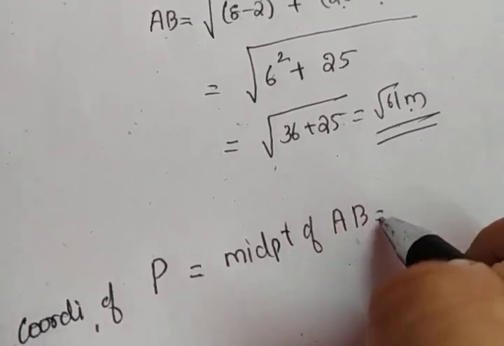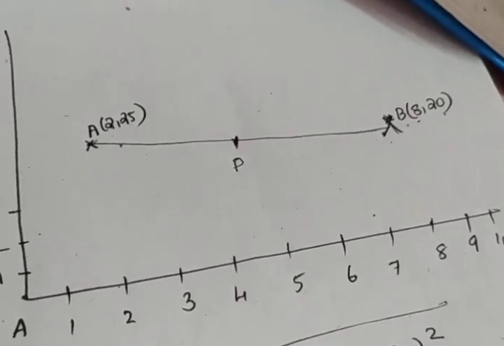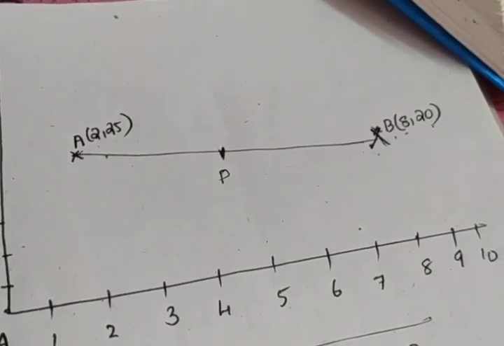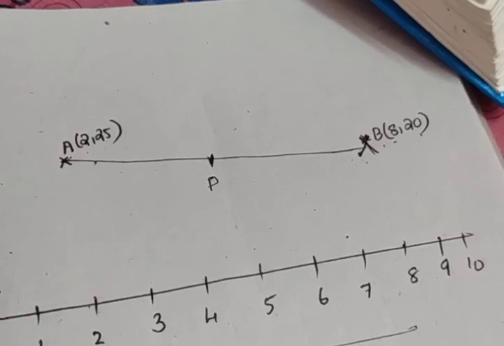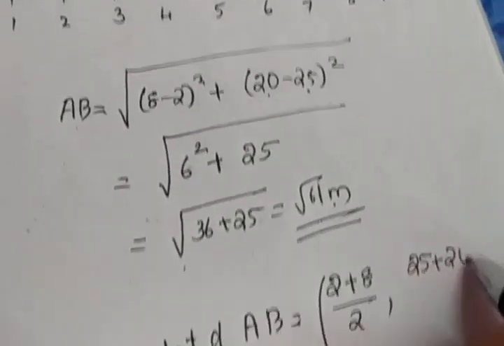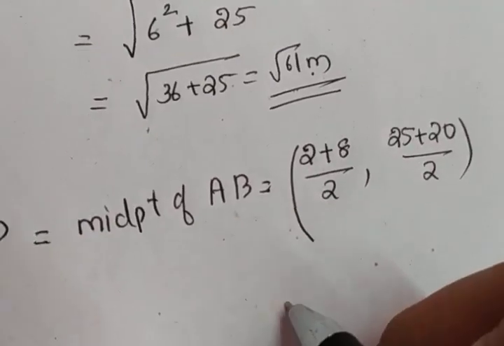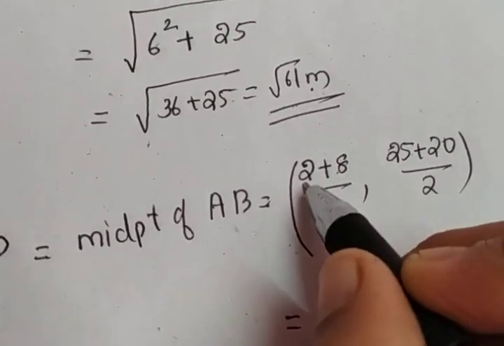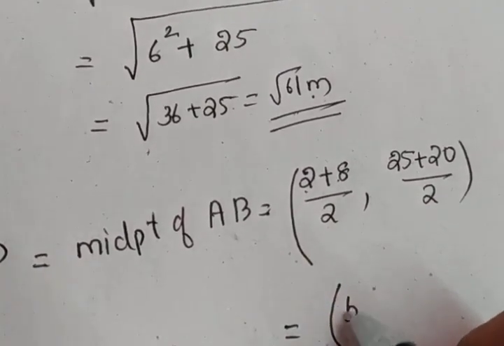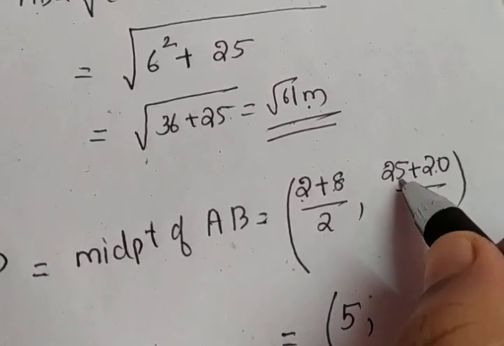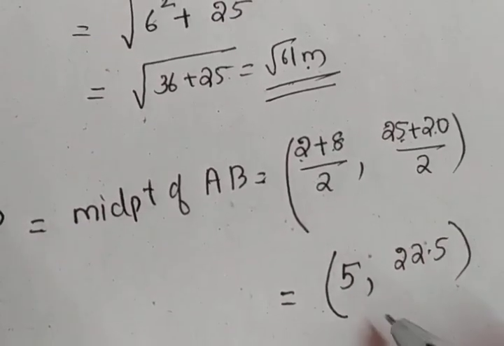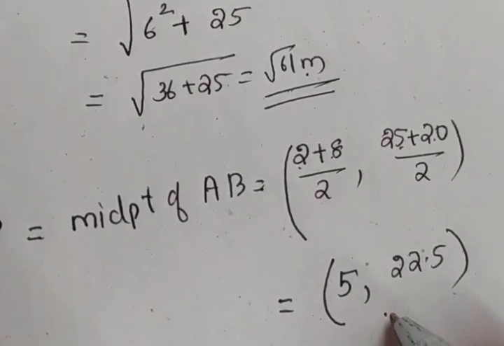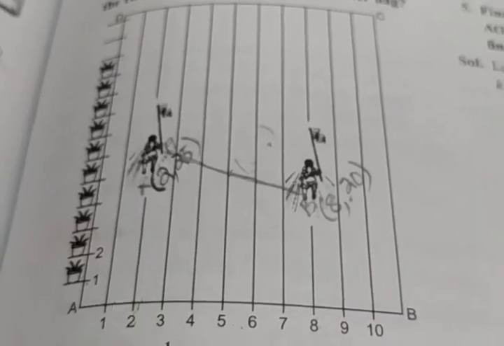will be equal to, what is A? The x coordinate of A is 2, plus 8, by 2, comma, the y coordinate sum by 2. So 25 plus 20 by 2, which gives you 8 plus 2 is 10, 10 by 2 is 5. And 20 plus 25 is 45, 45 by 2 gives you 22.5. So we are getting the point as 5, comma 22.5.